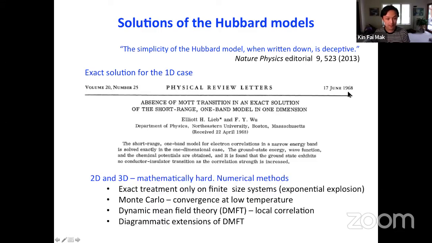And in two-dimensional and three-dimensional systems, which are most relevant to most quantum materials, it turns out that this model is extremely difficult to solve. People over the years have developed lots of numerical methods. I listed a few here, but in general, it's still an unsolved question.